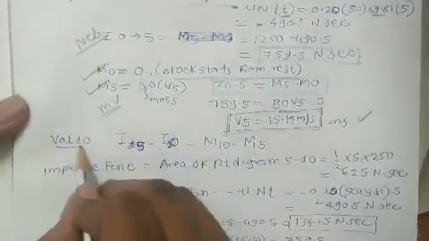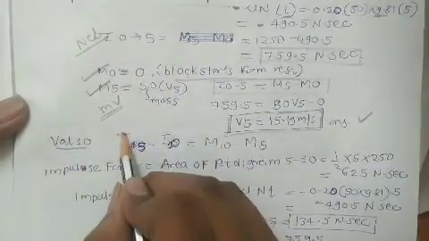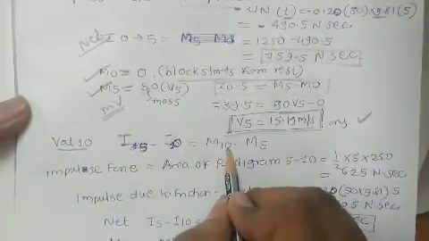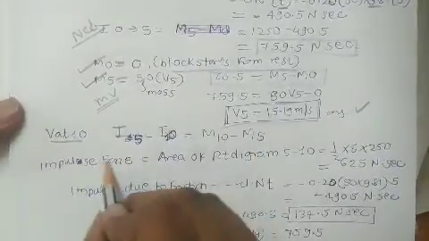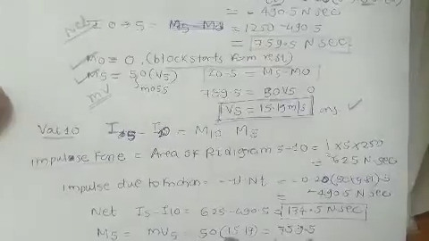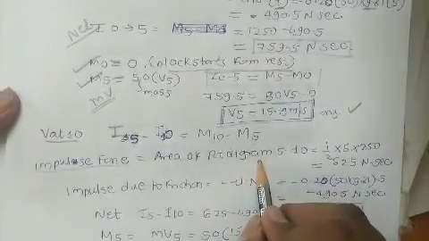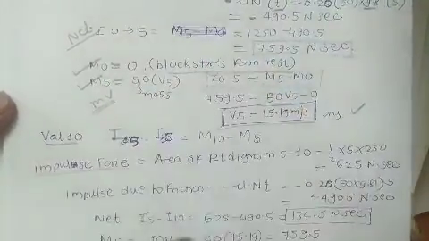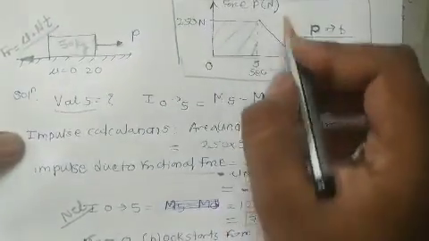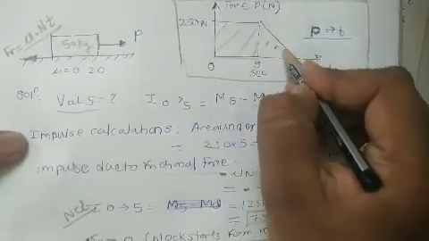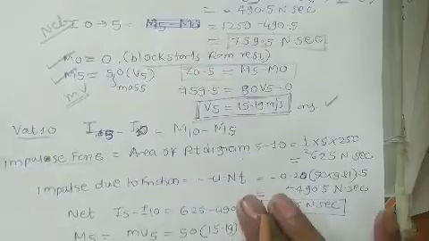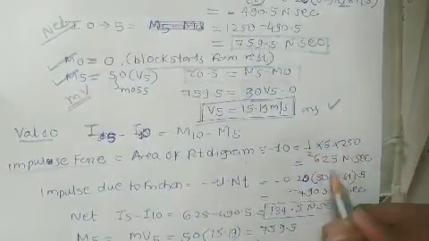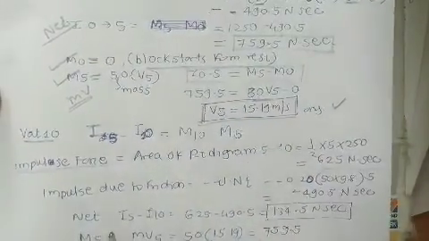Now we need to find the velocity at 10. So I from 5 to 10 is equal to m10 minus m5, momentum at 10 minus momentum at 5. First we find the impulse. From the area under the force-time diagram, we take the portion from 5 to 10. This is the area of a triangle, which is one half times 5 times 250, equal to 625 newton seconds.